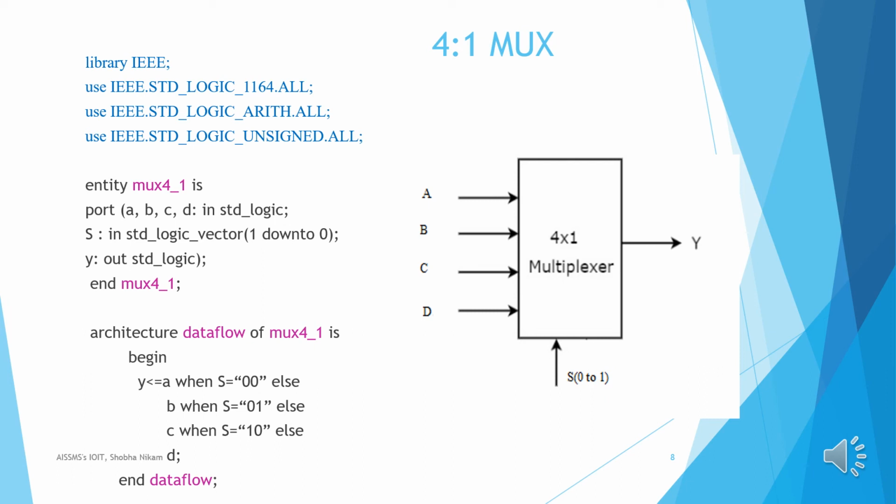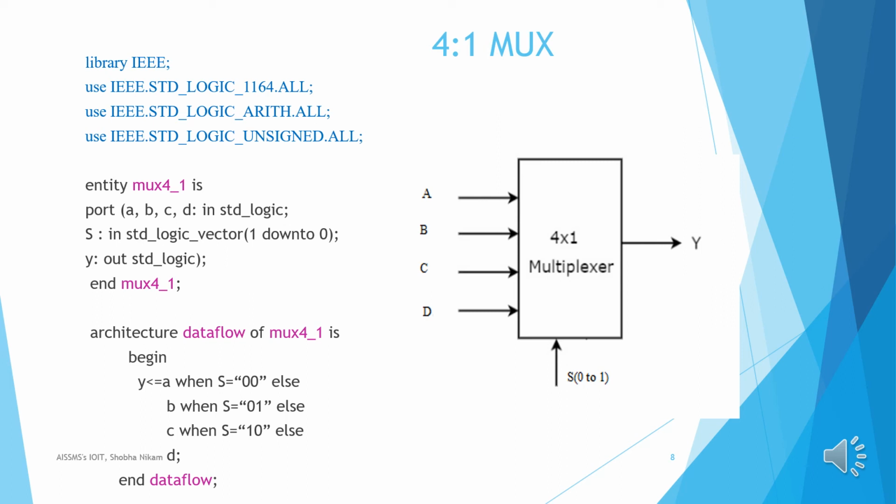Y is assigned as input A when the select input is 0 0. So the syntax is: Y is assigned as A when S equals 0 0, else B when S equals 0 1, else C when S equals 1 0, else D. It means for the rest of the conditions Y will be D.